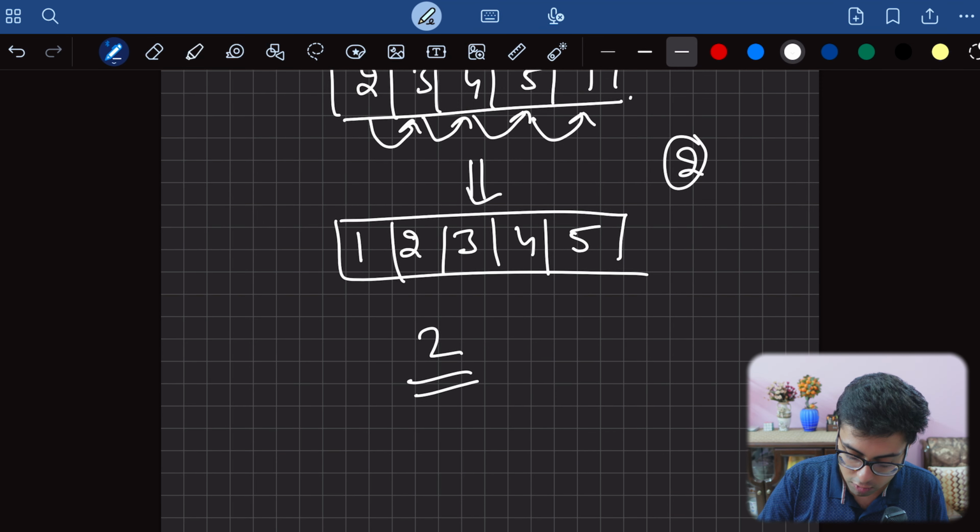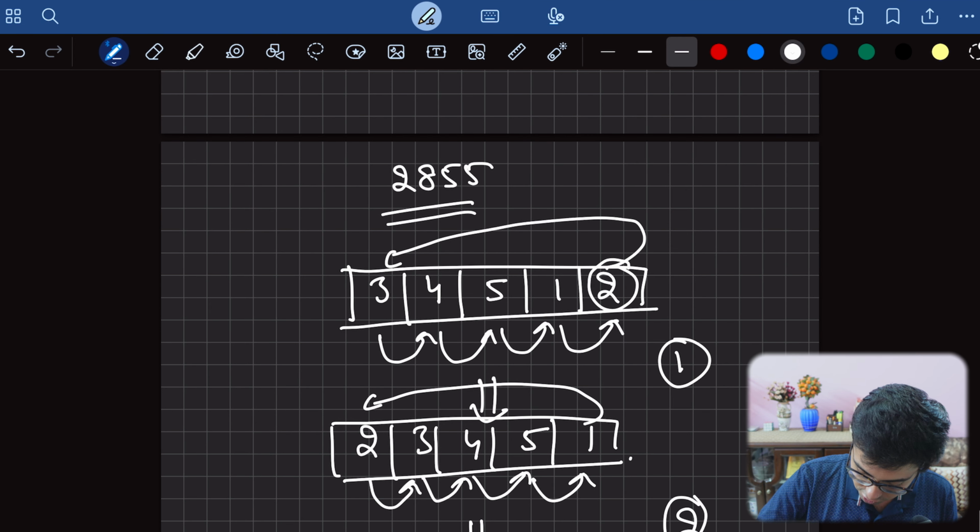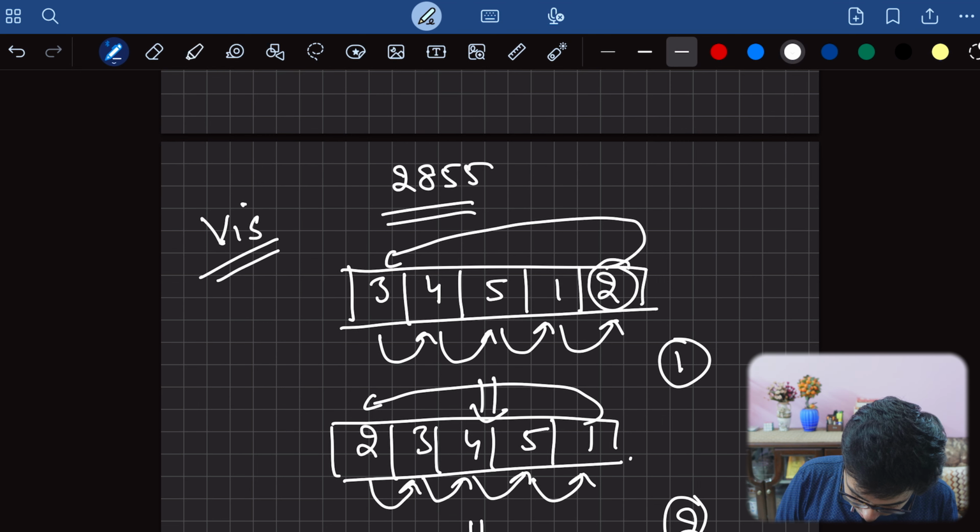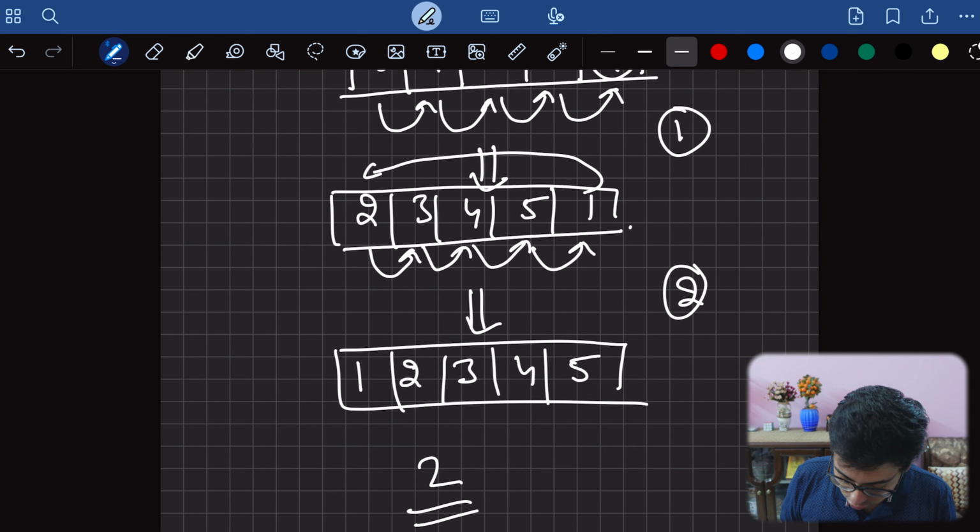So how are we going to solve it? See, the basic process of solving a question is, step one, visualization. This is visualization. This is what we have done. V-I-S, that's how I'm writing it. This is step one. I'm writing a part: visualization.